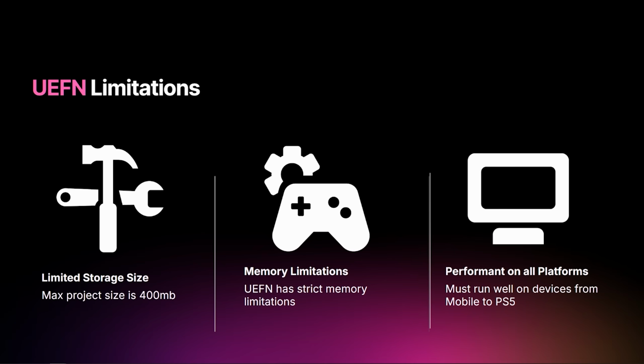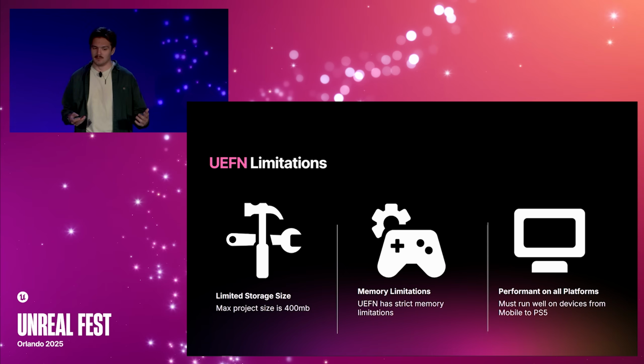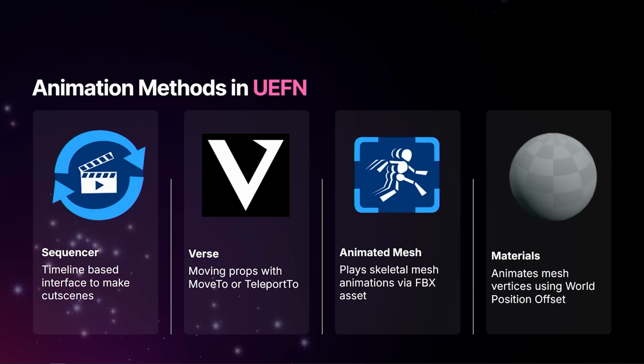So the three main limitations to keep in mind for UEFN are that you're given limited storage size for any custom assets or animations that you have. You're given strict memory limitations for the amount of things that can be loaded in at once. And your project also must run well on all different types of devices, from mobile to PS5. With all this in mind, let's go into some of the different ways that you can animate objects in UEFN.